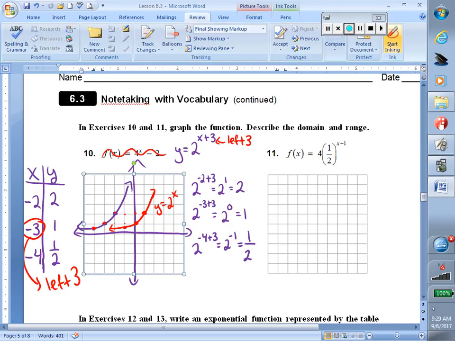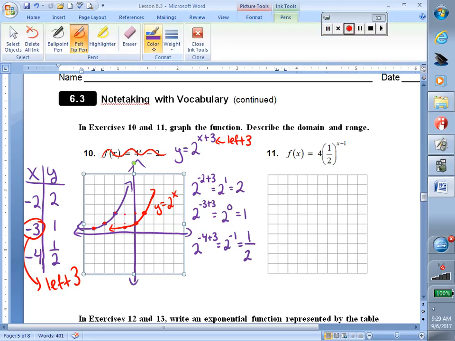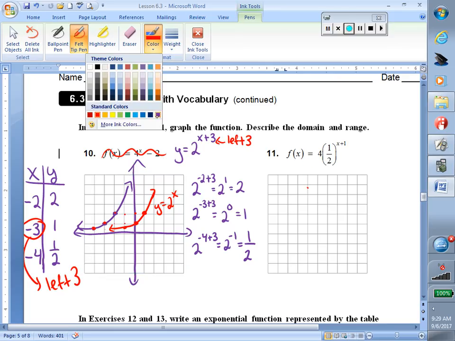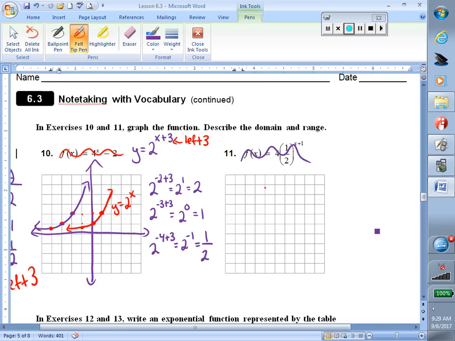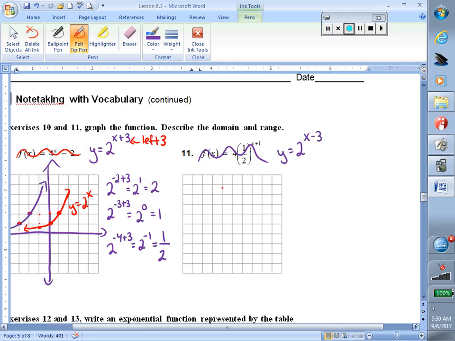Let's try one more. Let's look at number 11. Let's cross out the equation that's there, please. And let's do y equals 2 to the x minus 3. I once again want to make a table of values. And let's stop here and let's make a little guess.